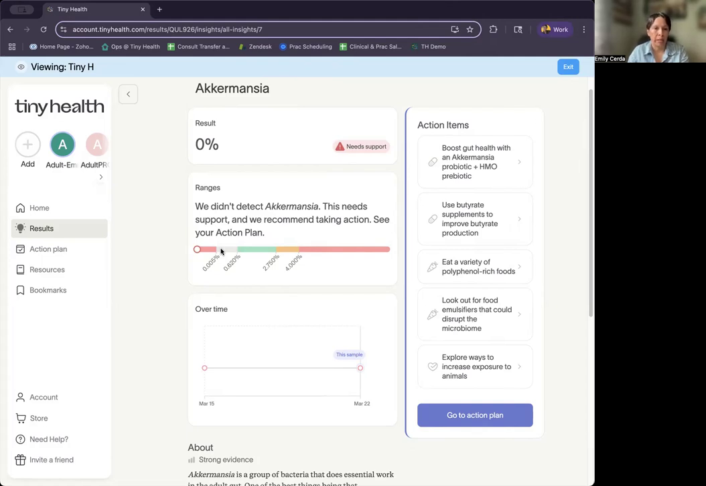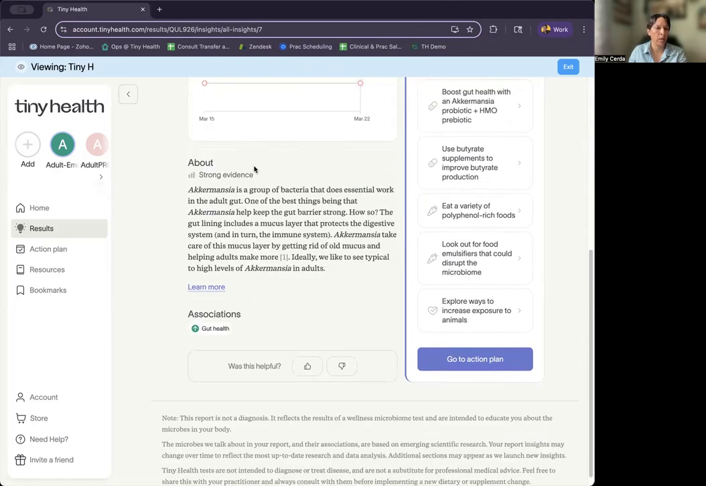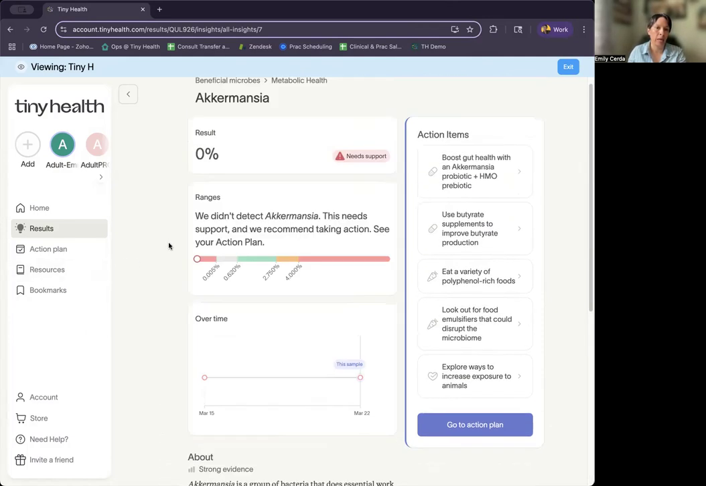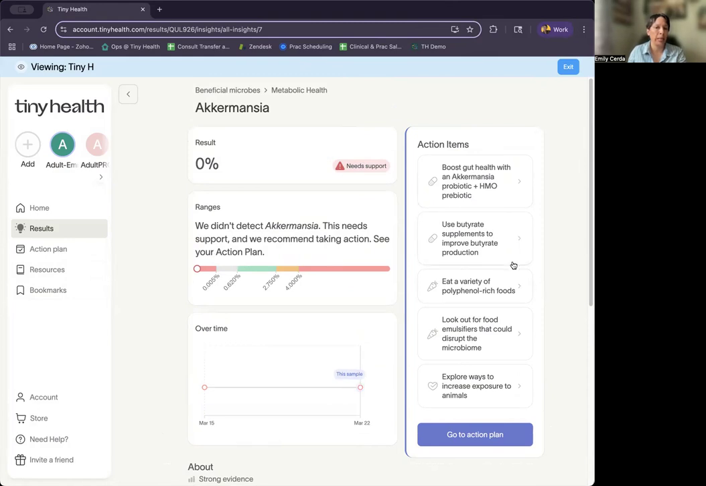A lot of times when I find that we don't have a great looking gut and patients want to start with Akkermansia supplementation, it's not to say that they aren't getting benefit of that Akkermansia moving through the gut, but I don't see it colonize in the gut very well. So here again, we can see that there's zero. It looks like in the previous sample, there was also zero here. You have your about section, and we would have strains listed there if there were any to note in this sample. On the right-hand side, you'll see the actions that you can take to help increase this Akkermansia.